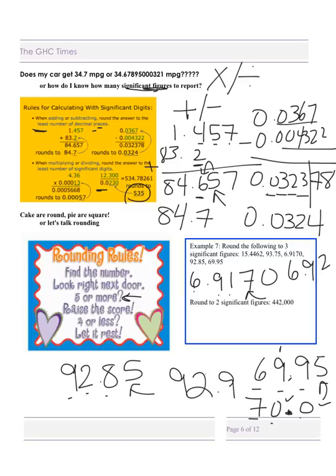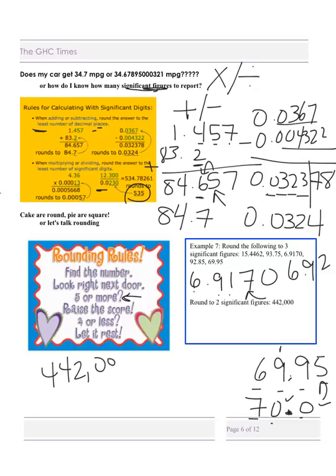Okay, and then our final example, we're rounding to 2 significant figures. We have 442,000. 1, 2. Look right next door, 4 or less, let it rest. 4, 4. What do we do with this? We have to put a placeholder 0 in. 442,000 rounds to 440,000, not 44.